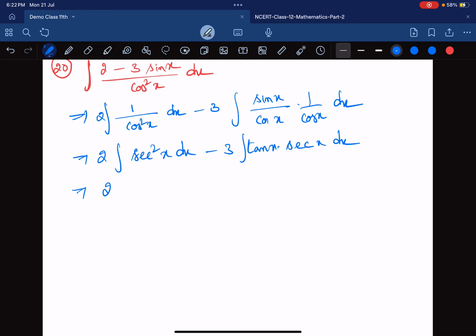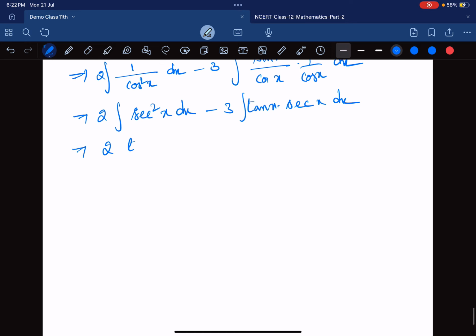So which implies 2 times the integration of secant square x, which is tan x, minus 3 times the integration of secant x tan x, which is secant x, plus c. This is the final result of the given problem.